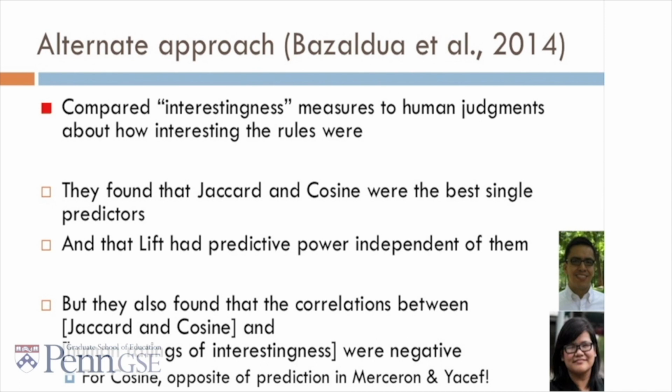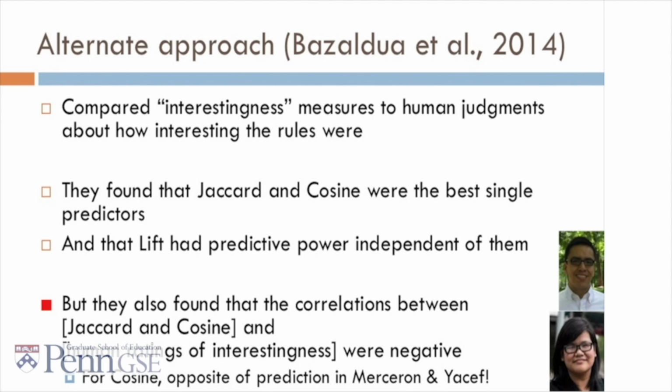Now, an alternate approach to interestingness was proposed by Bazaldua and colleagues. They compared interestingness measures to human judgments about how interesting the rules were. So in other words, with these measures we say, this is interesting, but does it actually match what a human being thinks is interesting? They found that Jaccard and cosine were the best single predictors, and that lift had predictive power independent of them. So broadly, this is much what Merceron and Yacef said.